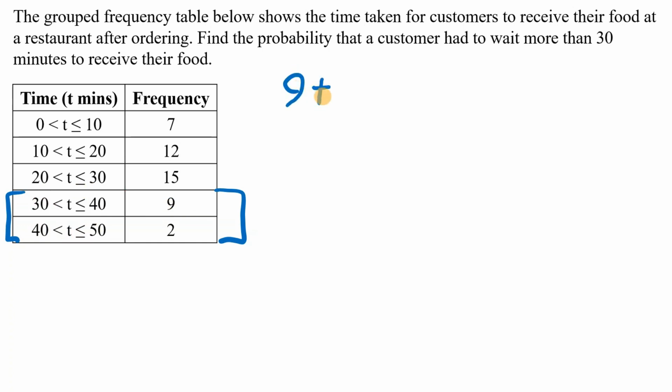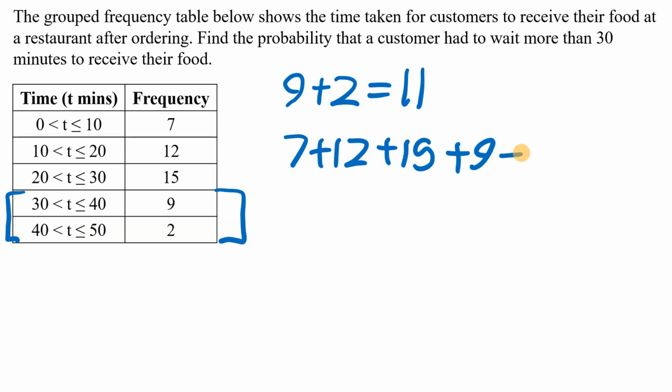So if we do 9 plus 2, this is equal to 11. So this is the number of customers that had to wait more than 30 minutes. So therefore what we're going to do, this number here, we're going to divide this by the total number of customers in order to get the probability, okay? So if we add all of these frequencies together, so it's 7 plus 12 plus 15 plus 9 plus 2. If you put this into your calculator, this is equal to 45.